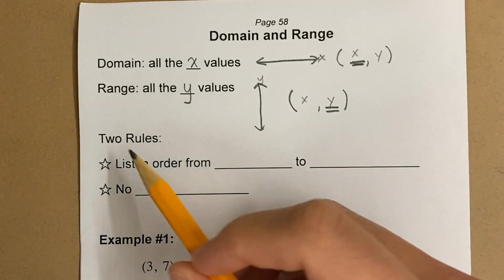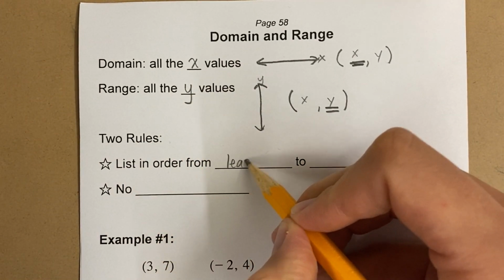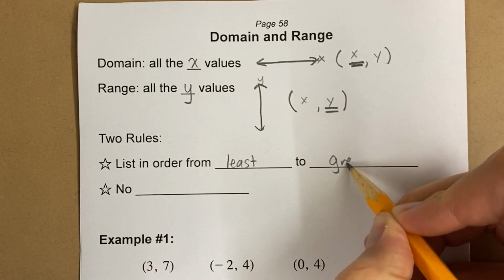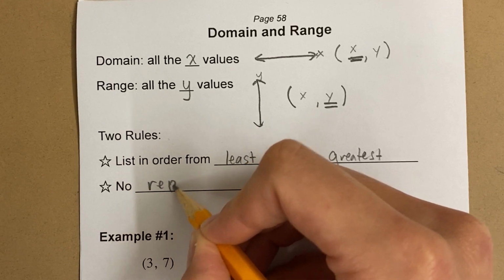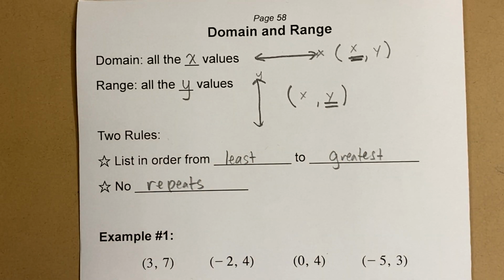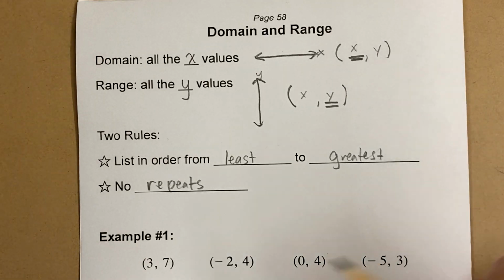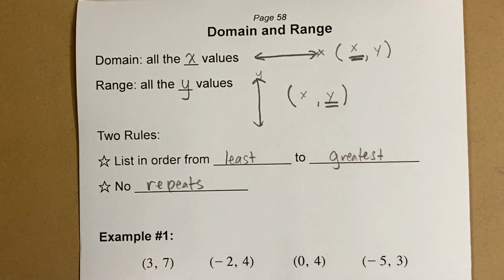Now there's two rules when we list out these x values and these y values. We list them in order from least to greatest. And here's the thing, we list it with no repeats. That's just the rule. So if we have a domain and range, and let's say we have an x value of 4, and then somewhere else we have an x value of 4, we just list it once, okay? Because we're just saying, these are all the values that x could be.